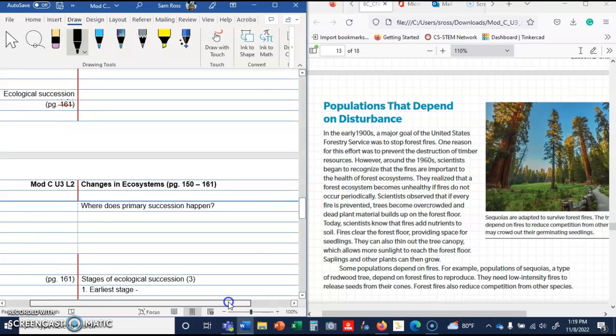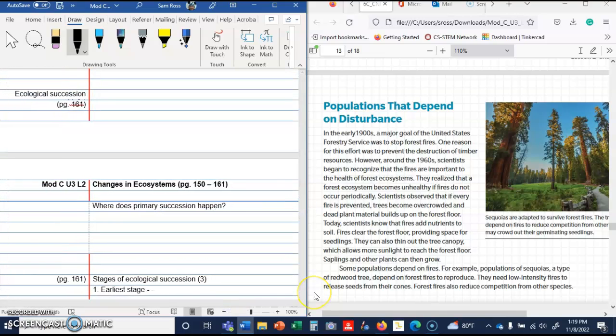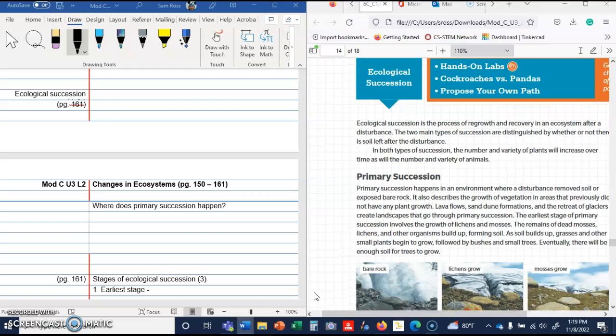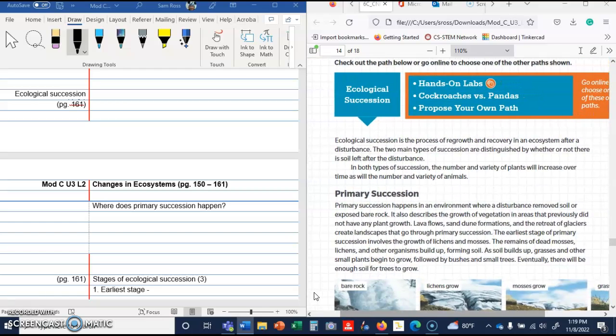Okay, let's see what that is. Ecological succession? All right, that's going to be on page 161. Ecological succession is the process of regrowth and recovery in an ecosystem after a disturbance. We've got to get that down.